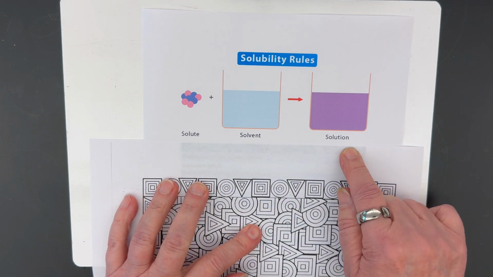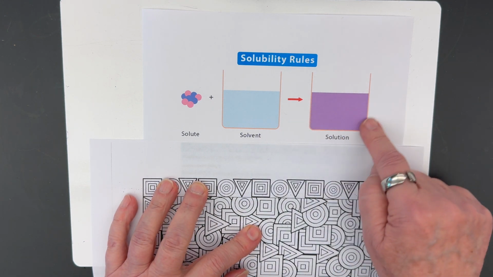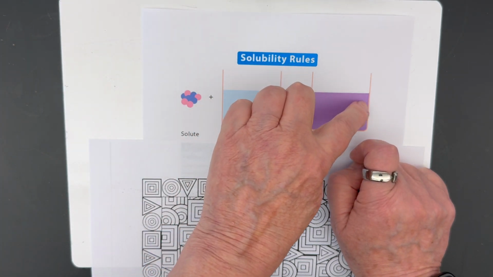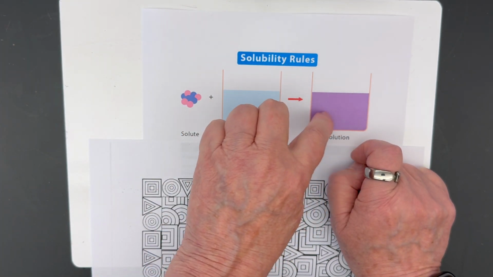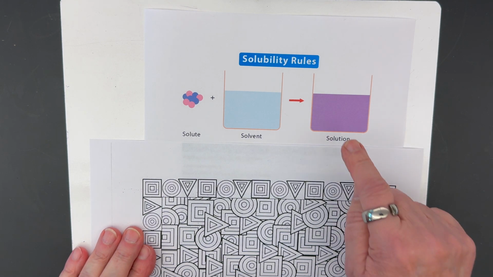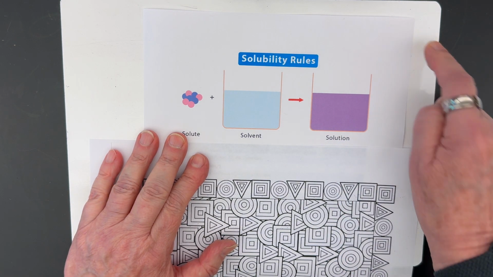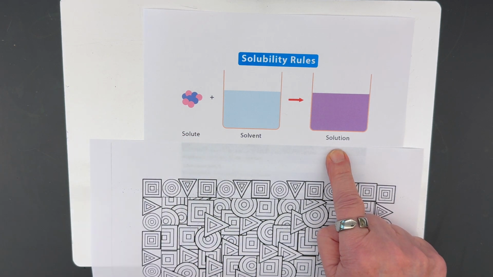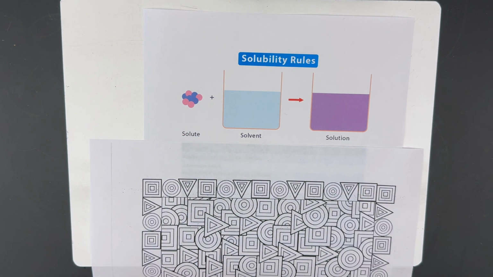So a solution is the solvent, usually a liquid, and the solute particles all distributed evenly in that mixture. You can always separate it back out by evaporating your solvent, and you'll be left with your crystals of solute at the bottom. That's how you make rock candy.